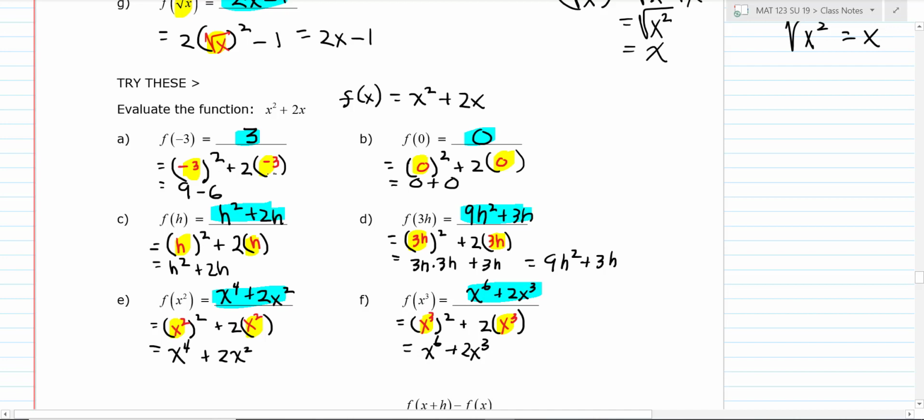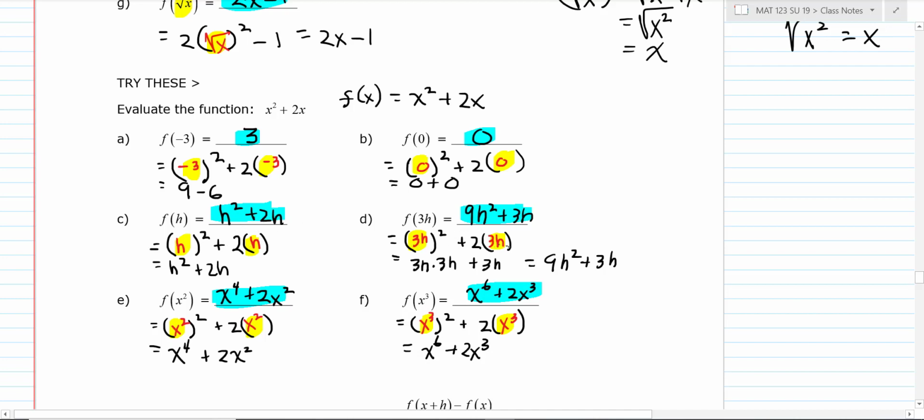Again, when I work this one out, negative 3 to the second is positive 9. 2 times negative 3 is negative 6. So I write that as 9 minus 6, so that's equal to 3. This one's just 0 plus 0. This one, there isn't much to do. This one just replace the x with h, so you get h squared plus 2h.